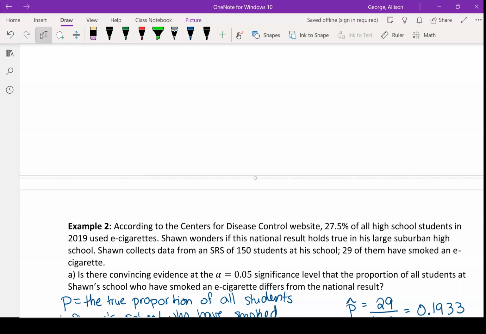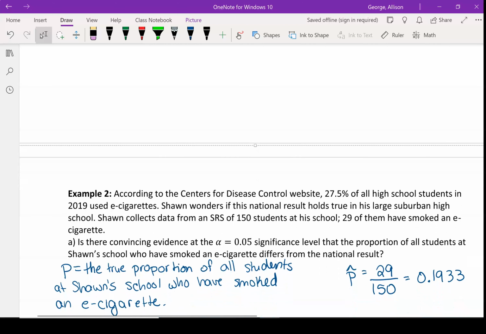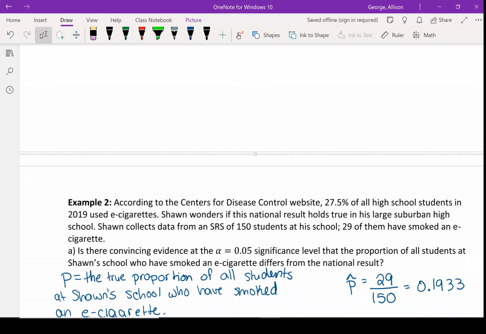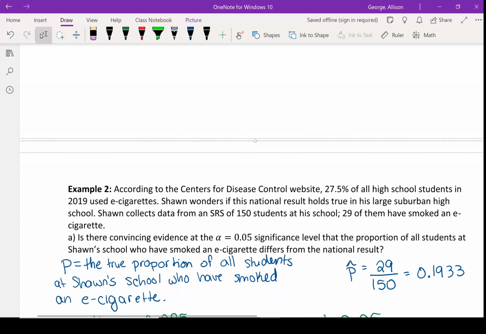All right, so part A, we're doing a significance test. That's what it's asking us to walk through. So again, with our state, we have to identify our population proportion and our sample proportion. So P is the true proportion of all students at Sean's school who have smoked an e-cigarette. And then P hat is 29 out of the 150 classmates that he talked to. And so that P hat ends up being 0.1933.